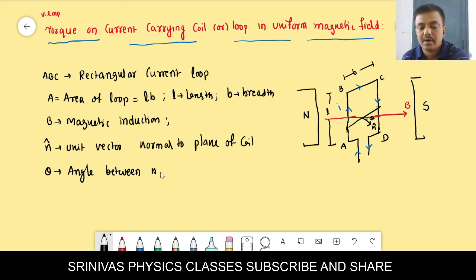N cap means normal to the plane of the coil. N cap direction is normal to the plane of the coil or loop. We can take it as coil or loop. Only loop I will take because only one turn is there. One turn means loop, many turns means coil. Normal to the plane of the coil and the magnetic field.